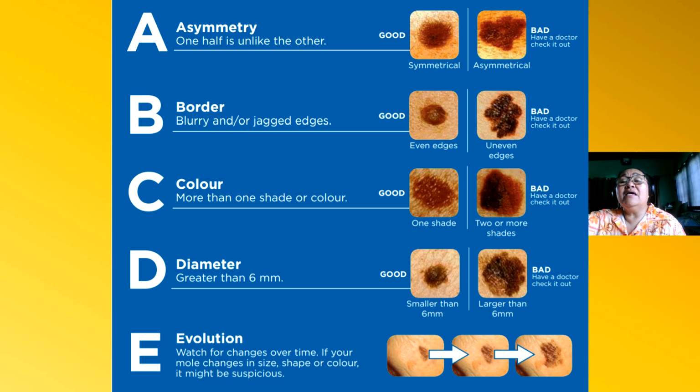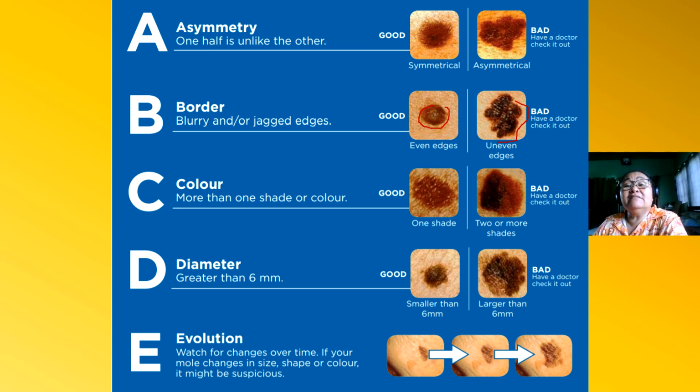Letter B is the border. Normal moles usually have smooth, even edges. While in melanoma, as you can see here, they may have irregular, jagged, scalloped, or blurred borders. So it's a bad mole. Have a doctor check it out.